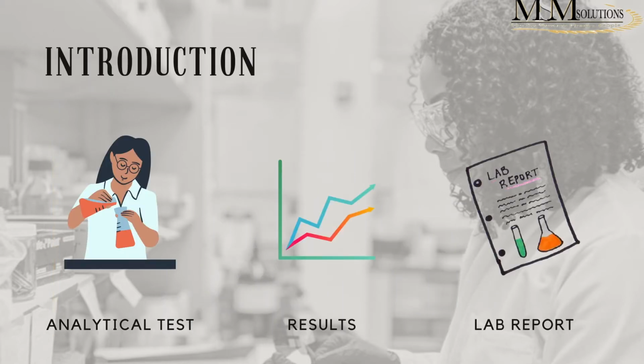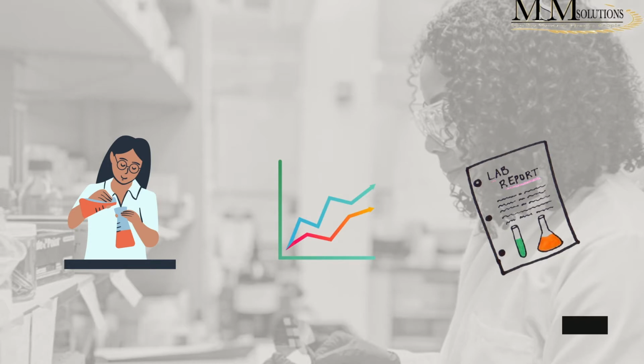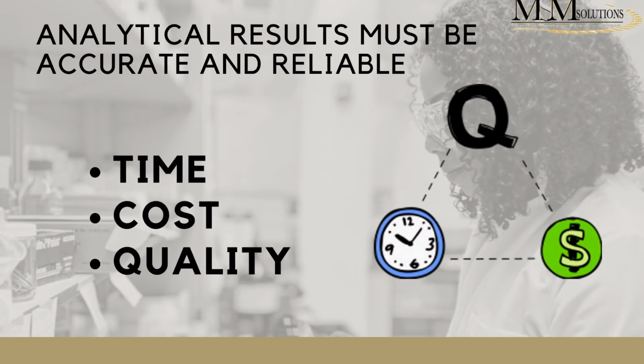What is our role as analytical chemists in the lab? Well, it is mainly to produce results. We do an analytical test and then give a lab report which contains those results. There is a lot that goes into producing this analytical report. It's not just about the final number. We have to ensure that the analytical result that we produce is both accurate and reliable.